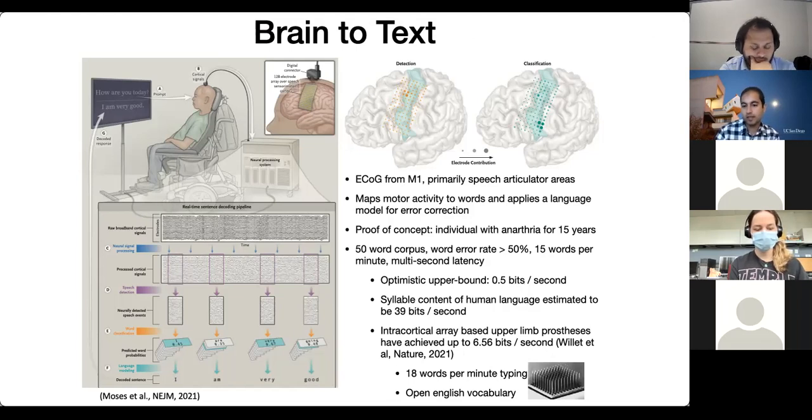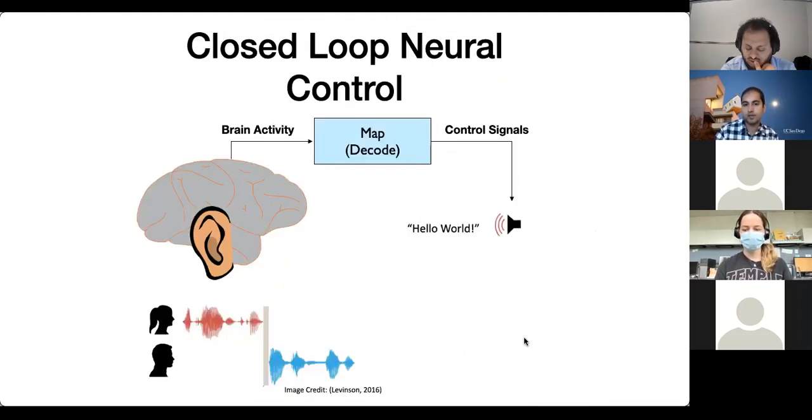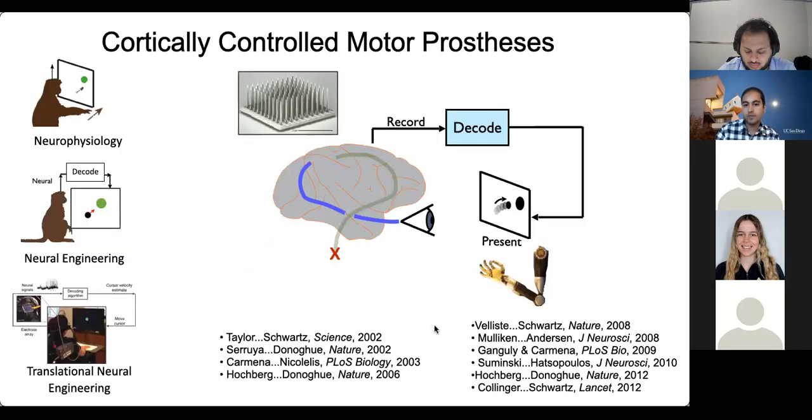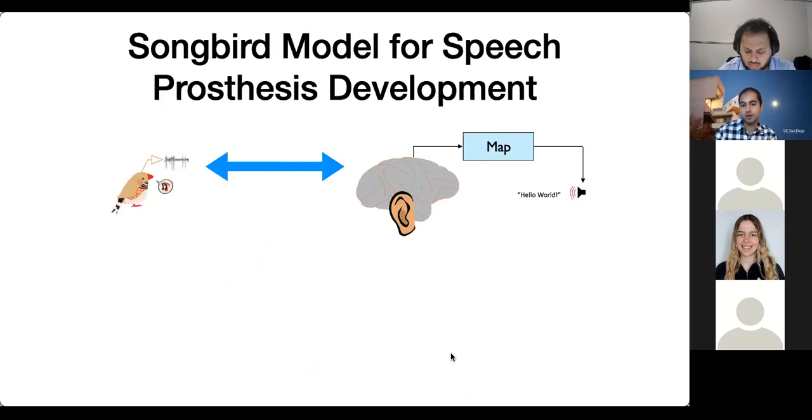But we need more experience working with multi-electrode array recordings to develop speech prostheses. And we need to study this in a closed loop setting, very much like upper limb was done. And going back to these studies in animal models, we need an analogous system to do this for speech and motor prostheses. And so what we've been working on is a songbird model.